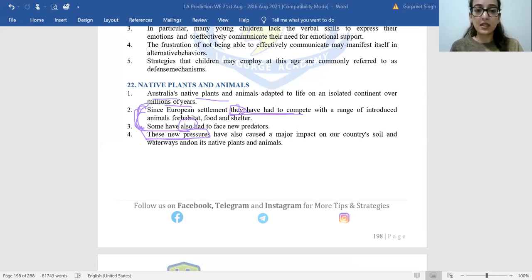And who will they be? They will be the plants and animals. So we had the nouns given in the first one. Right, an easy one.